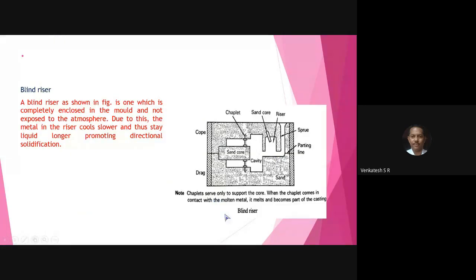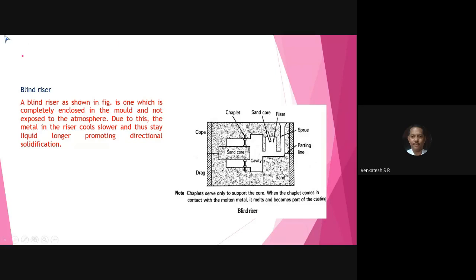Next, come to the point, very, very important. All of you mark it. Blind riser. That is nothing but, say, the casting has a whole intricate shape and many intricate small thin sections in the mold cavity. The riser is provided inside the mold cavity. Remember, all the risers are provided on the other side of the mold cavity, but the blind riser is an integral part of the mold cavity.